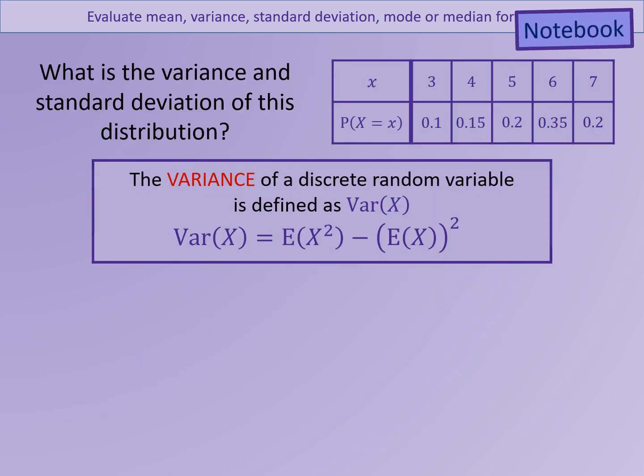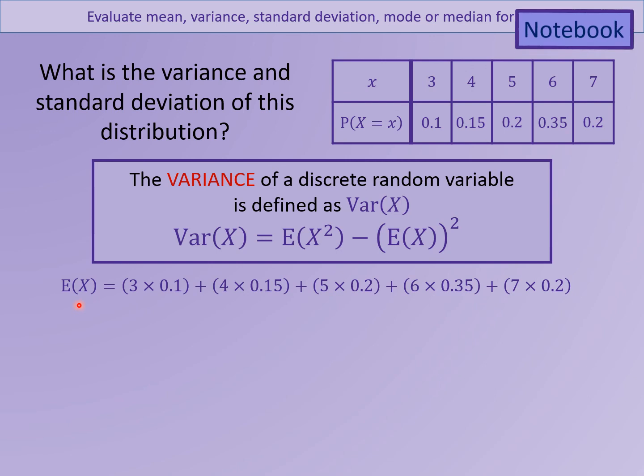I'm now going to find the variance of this discrete random variable given in this distribution table here. We can then find the standard deviation from that. The standard deviation is just the square root of the variance, so that can be calculated after. So using this formula for variance, we're first of all going to calculate the expected value of X, which is the mean. So we're going to multiply each of the x values by their probability, add them all together, and we get an expected value of X of 5.4.